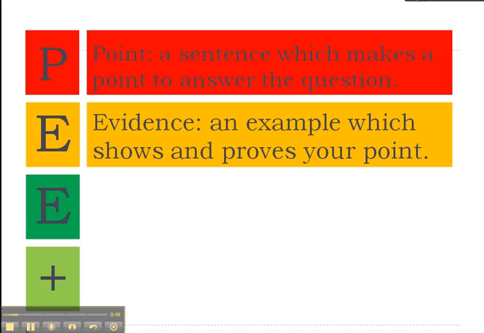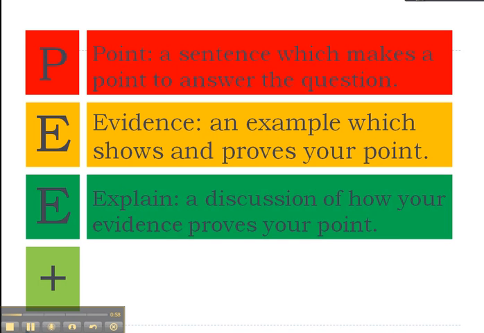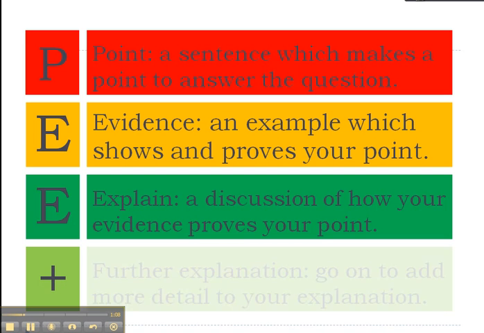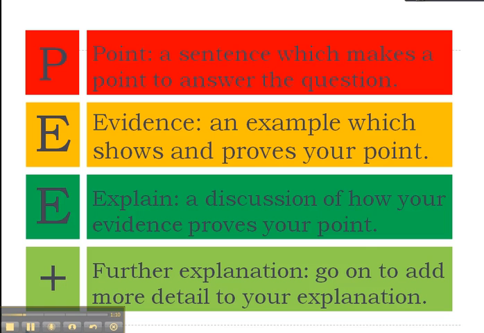If your point is the writer uses, I don't know, dramatic verbs, then your evidence has got to be a quotation which shows him or her using dramatic verbs. Explain is then you go on to discuss it. This is the hard bit, really. A discussion of how your evidence proves your point, but it's also the most interesting bit. And in explanation plus, you go on to add more detail to your explanation. So you can imagine it as a 3 or 4 stage process.